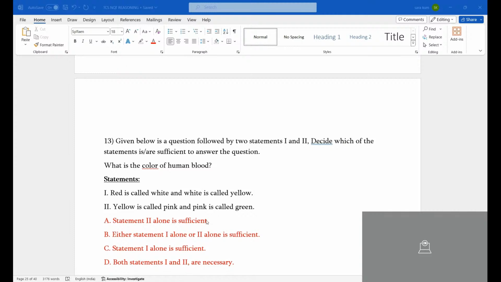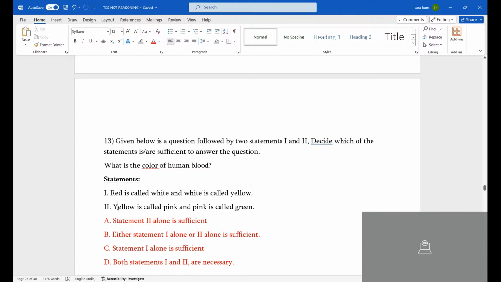Right. So for this question, guys, they are talking about a question followed by two statements, so obviously it is data sufficiency. The question is, what is the color of human blood? Can you answer this question? We all know it is red, right? Yes, here, because red is called white, white is called yellow. So you would just say white is the answer, because red is called white. So one alone is sufficient.